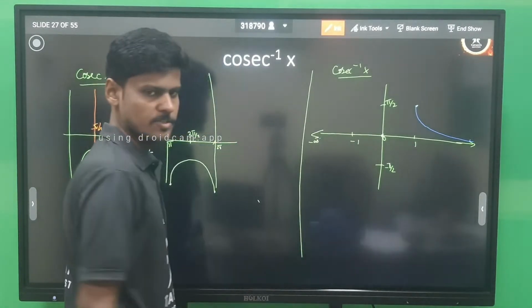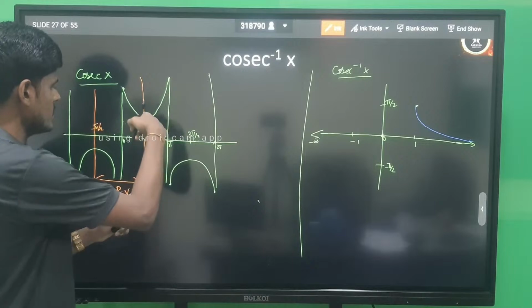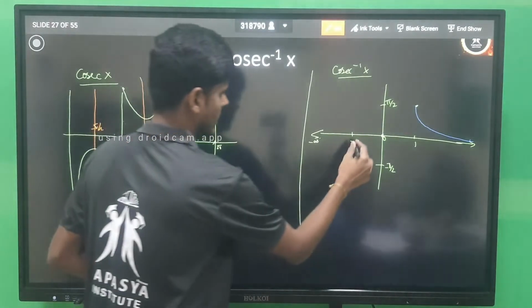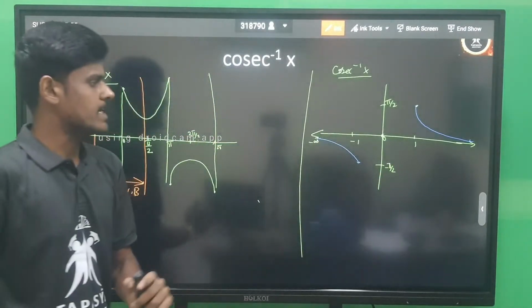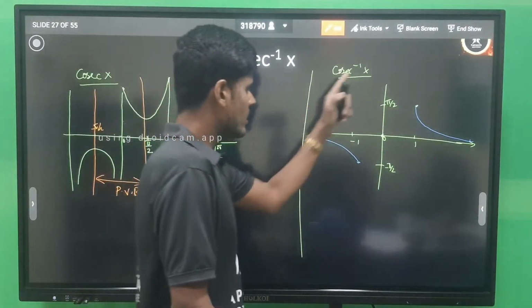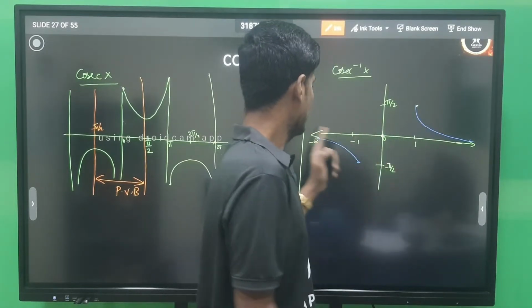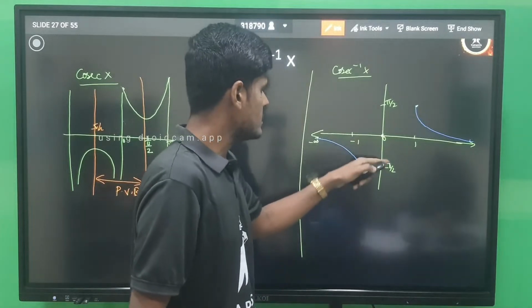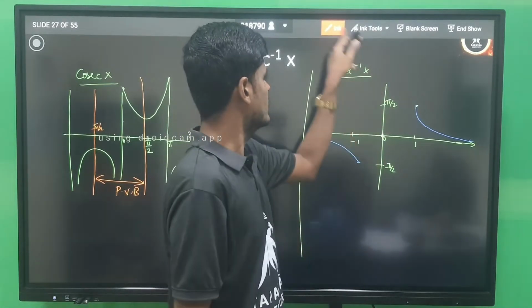Minus infinity is also 0. And this value is minus pi by 2 is minus 1. So for minus 1, the answer is minus pi by 2. So the graph of cosecant inverse x is like this. Now what is the domain and range of this function? Domain is all real numbers except minus 1 to 1, and range is between minus pi by 2 to pi by 2, but it does not have 0 in this.